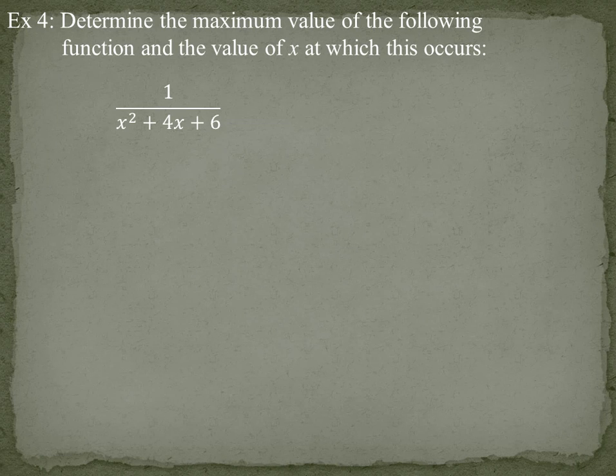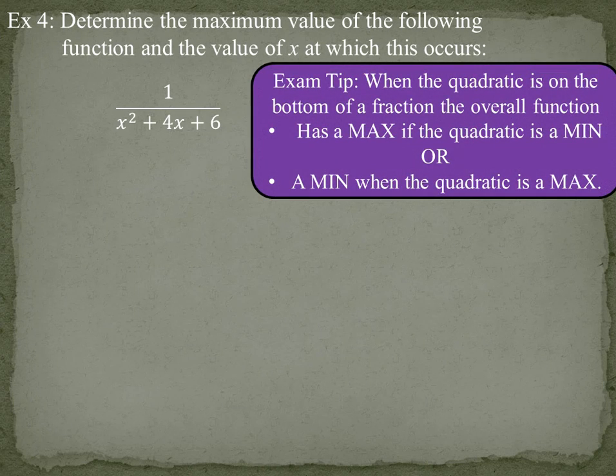This is a function within a function because you have the fraction, where you've got the 1 over, and then you've got the function x squared plus 4x plus 6 within it. So you've got to understand this is a kind of double function operating and will therefore affect how the result occurs for your maximum. Now, an exam tip.